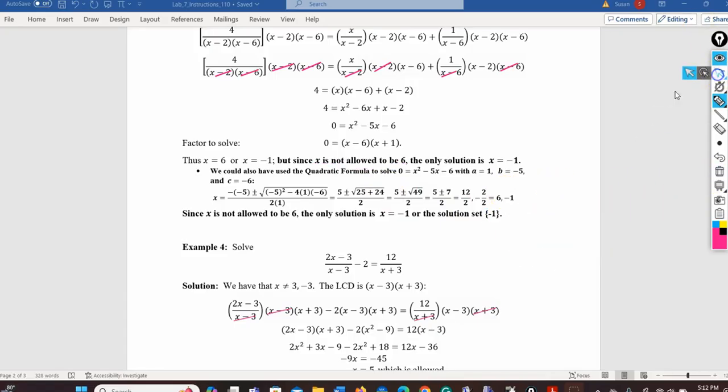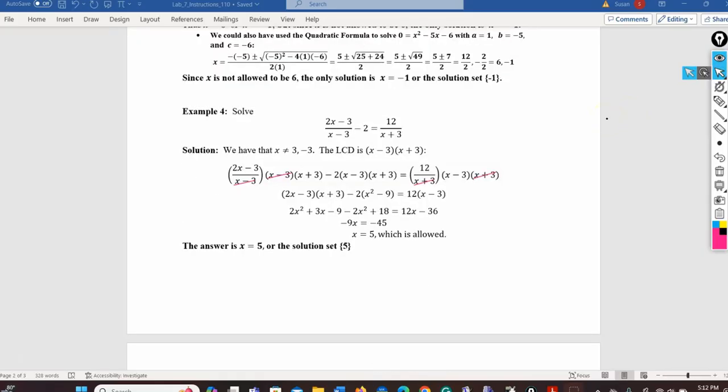Okay, let's look at this next one. You're asked to solve that. All right, so again, we got to get rid of the fractions. How do you get rid of the fractions? You multiply everything by the least common denominator. And in this case, it's going to be x minus 3 times x plus 3. So let me do it over here, where I give some room. So you're going to have to multiply everything by x minus 3 times x plus 3.